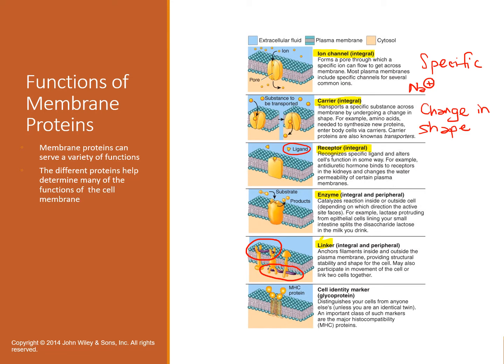And then we have cell identity markers. These are glycoproteins, and they distinguish your own cells from those cells of another. So a major cell identity marker is going to be the major histocompatibility complex. It's spelled out right here. And these are a very important type of cell identity marker that will identify your cells from foreign cells.